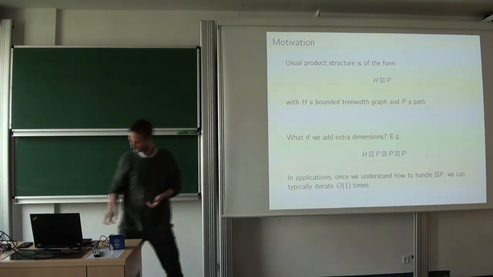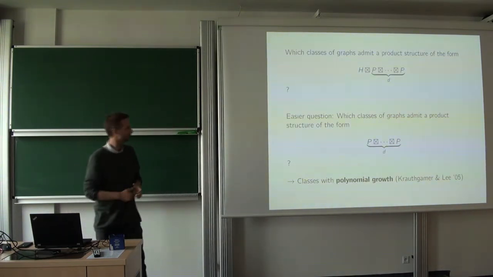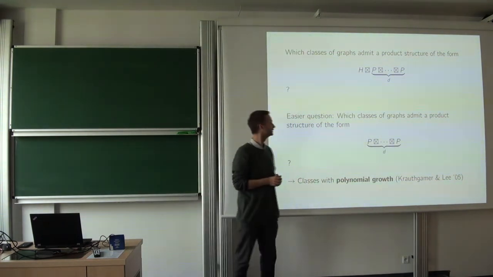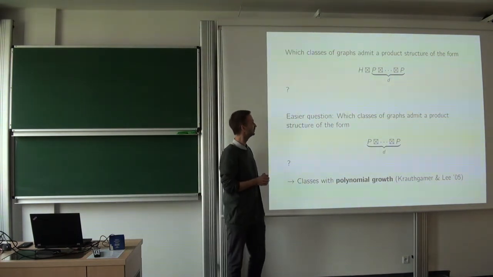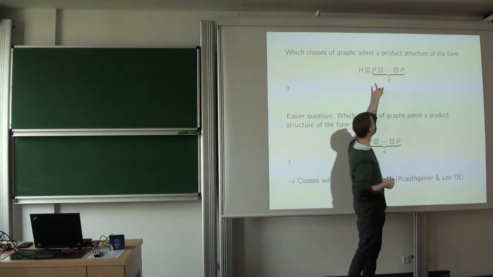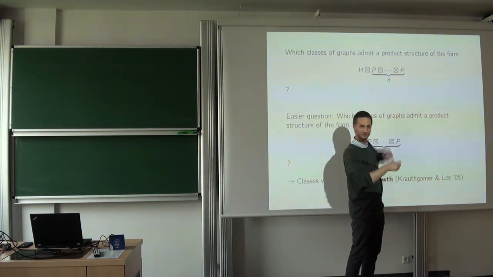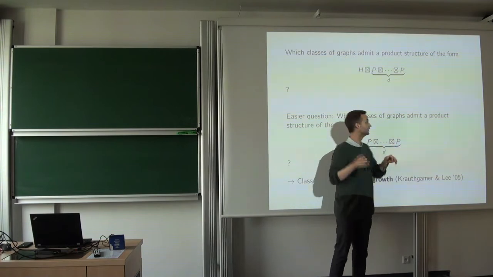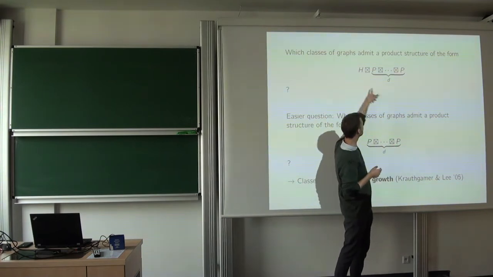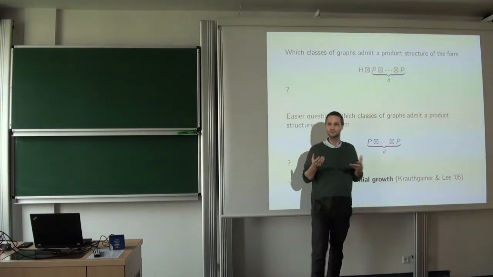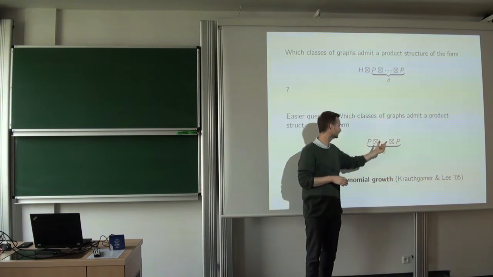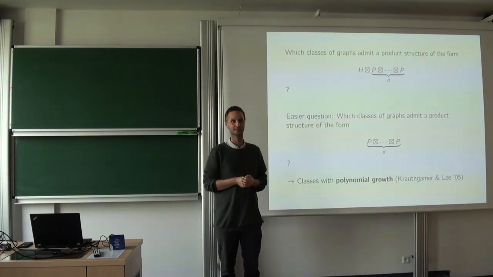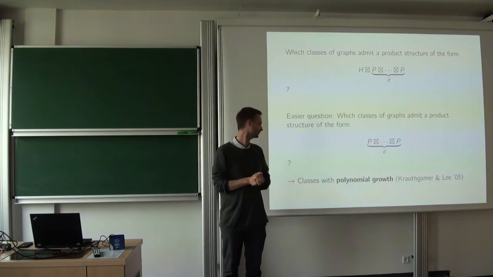But at least, if instead of looking at H times a number of P's, we could look at just, what if you start with a path, if you want, and you take the strong product with the path a few times, right? This is a special case. I mean, if we want to understand which graphs we can capture with this, it's already a good idea maybe to understand what you can capture with just a strong product of paths. And that's what we are going to look at today.